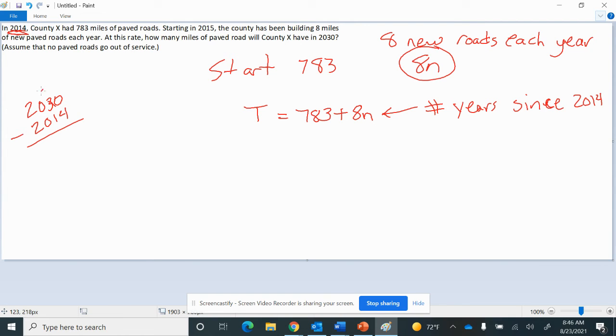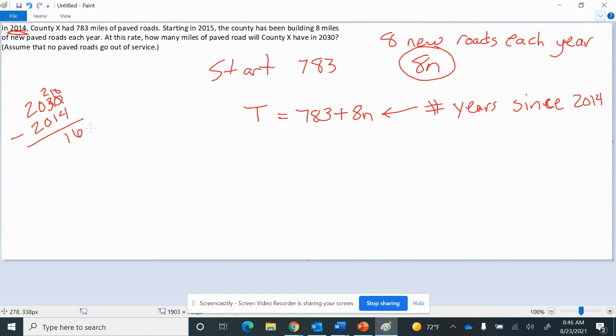I need to borrow from my 3, making it a 2. My 0 becomes a 10. 10 minus 4 is 6. 2 minus 1 is 1. And then 20 minus 20, or 0 minus 0 and 2 minus 2, cancel each other out, become nothing. So I figure out that it's been 16 years. They want to know in 16 years, how many new roads will it be?